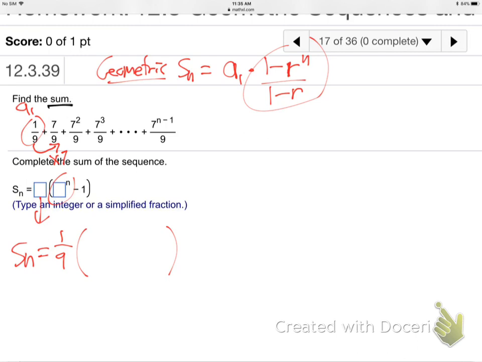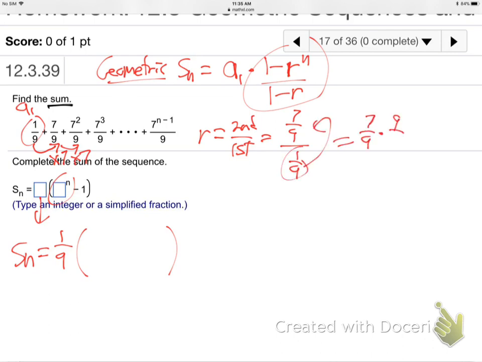What's changing is what's happening on the top. It's an extra 7 every time. So they're just multiplying by an extra 7 every time. The r, if you're not sure, just take second over first. Second term is 7/9 over the first term is 1/9. Flip this up: 7/9 times 9 over 1. 9's cancel, 7. So sure enough, the r is 7. They're just multiplying by another 7 every time.